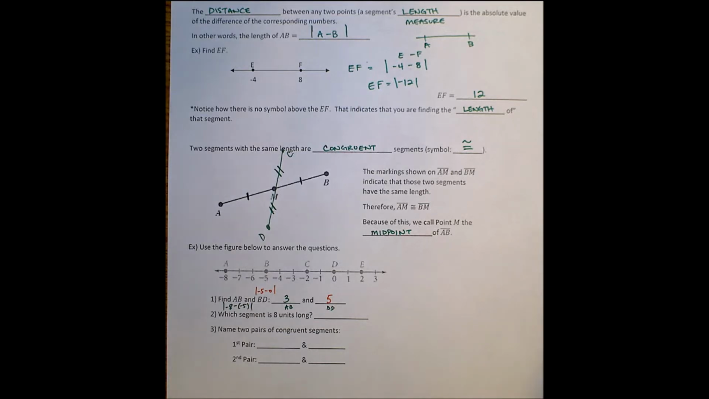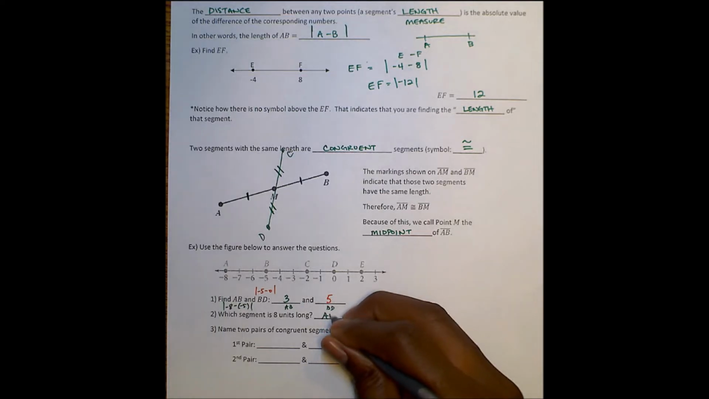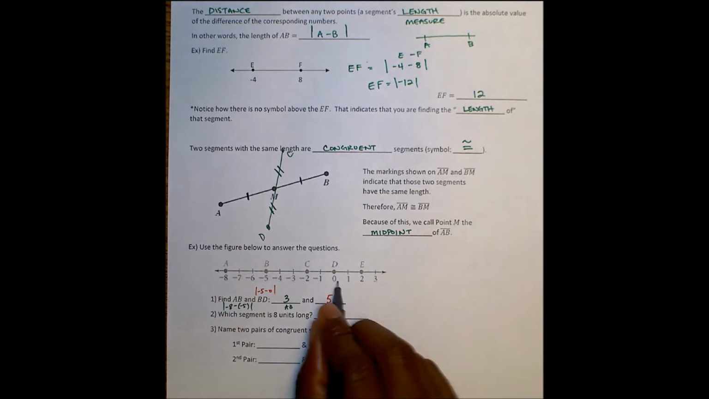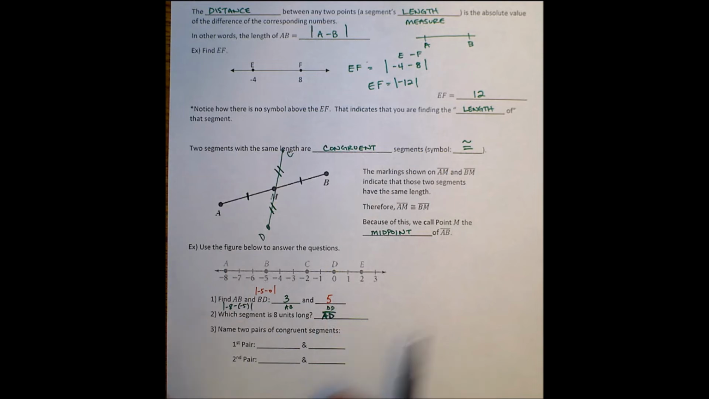Next question asks us which segment is 8 units long. We can find that pretty easily, because from 0 to negative 8, I can say AD is 8 units long. If we did that math, 0 minus negative 8 is 8, or negative 8 minus 0 is negative 8, and the absolute value will be 8.